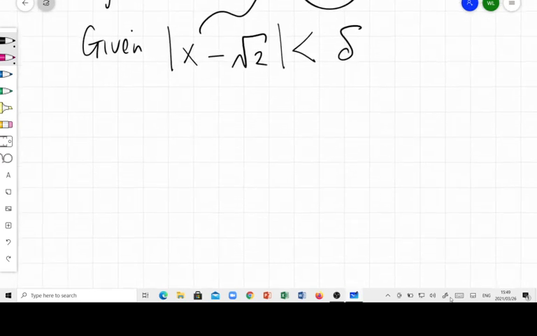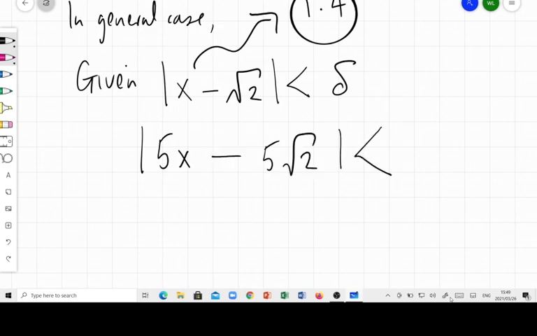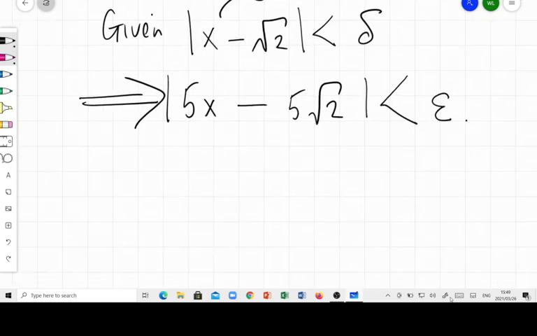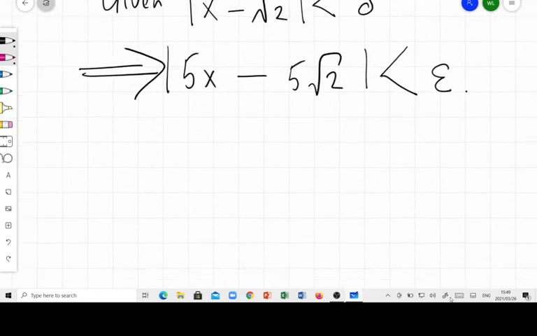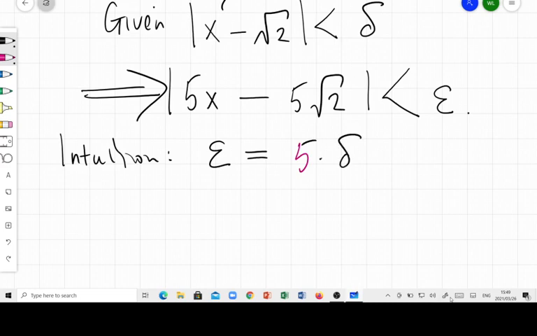Then the question is, in the general case, given that x is within delta of square root of 2, what about 5x compared to 5 times square root of 2? What is the corresponding error bound that results from this? As the intuition would say, the corresponding error bound should be 5 times delta, 5 times the original deviation bound.